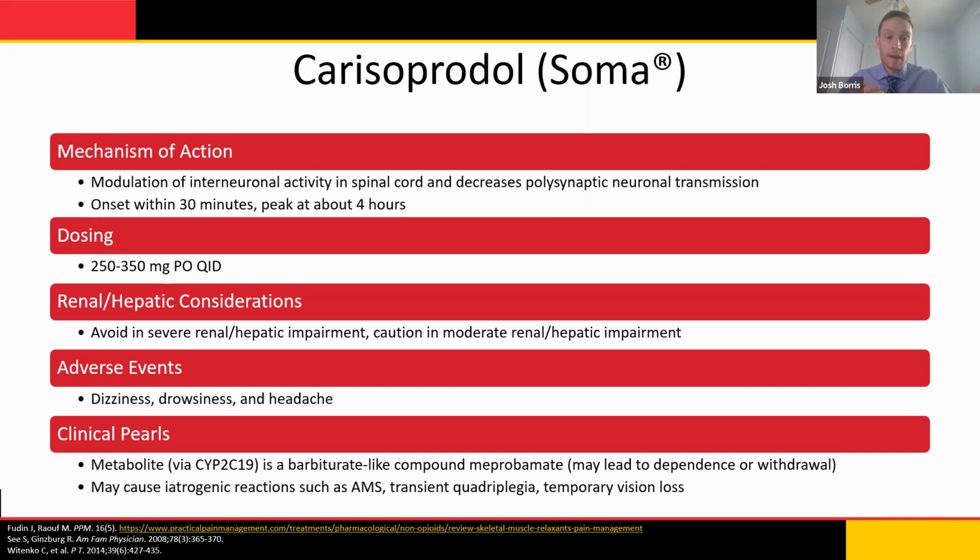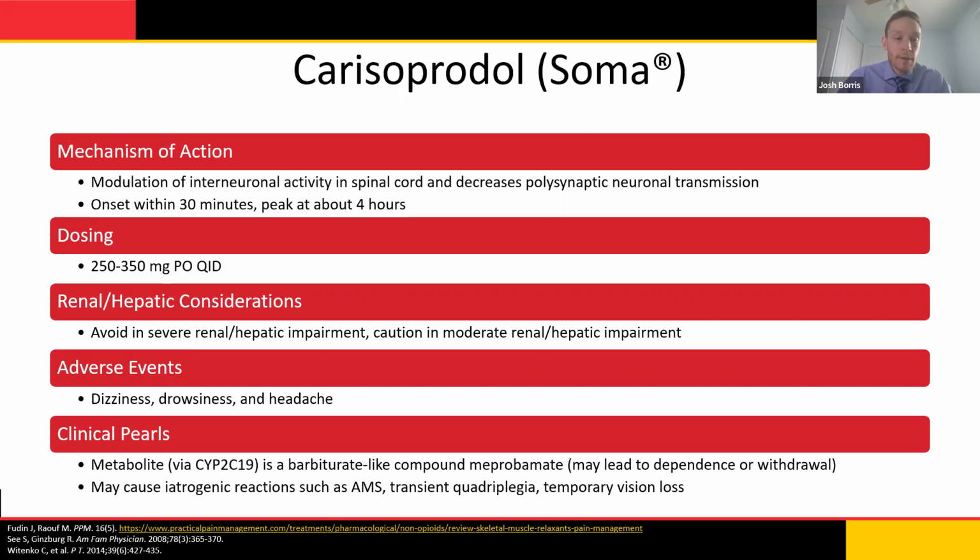compounds, meprobamate and carisoprodol. They're both sedating. They both can have a lot of these other effects. So we need to be careful and think about, clinically, what are we seeing and which peak is the patient getting, and is that correlating with the clinical effects that we're seeing.